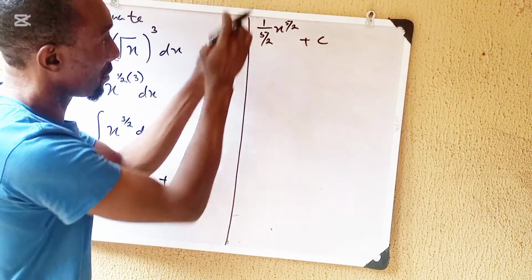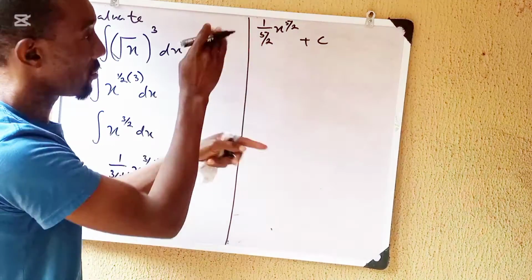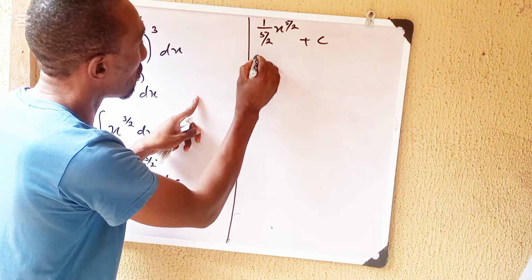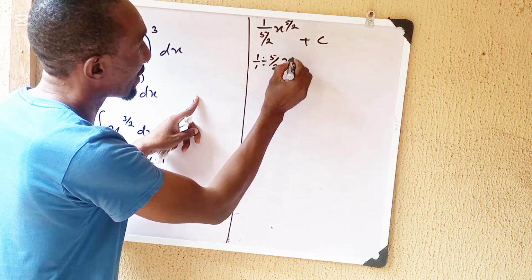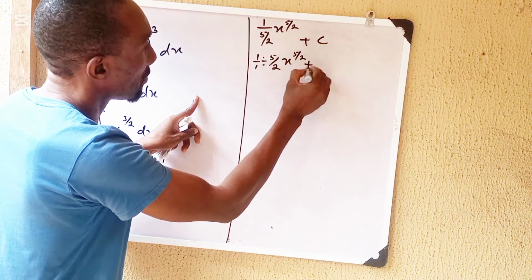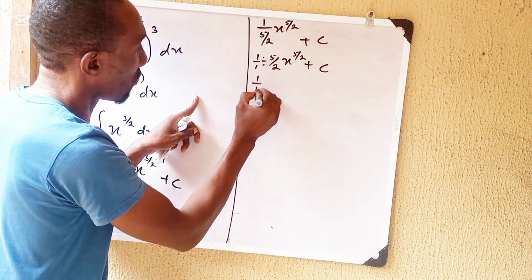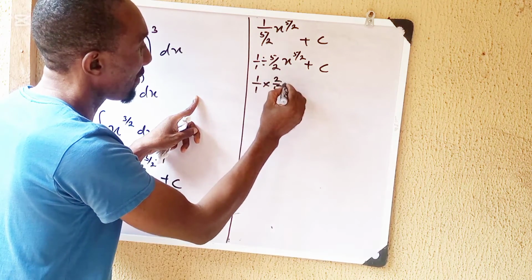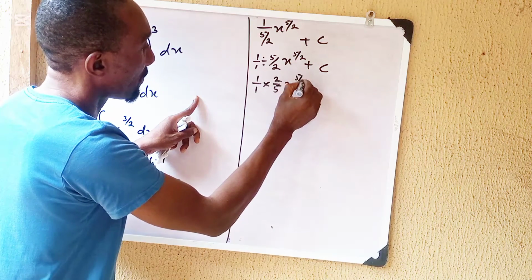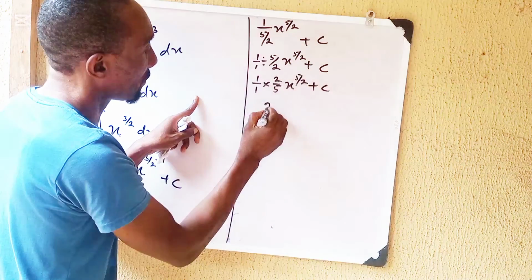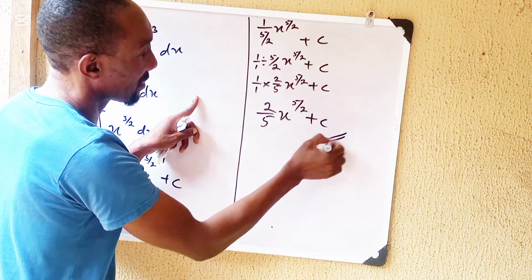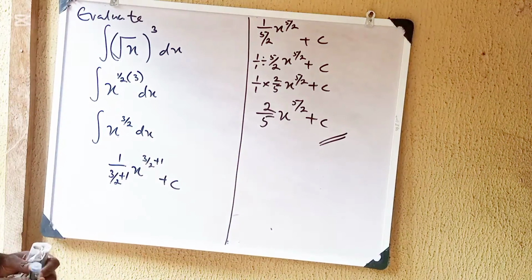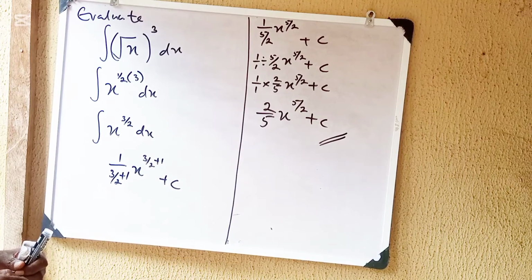And you know that if you have a double bracket this way, you can overturn. That means I can rearrange this one to become 1 over 1, divided by 5 over 2, then x to the power of 5 over 2 plus c, which is 1 over 1 times 2 over 5 x to the power of 5 over 2 plus c, which gives 2 over 5 x to the power of 5 over 2 plus c. So I have integrated again. Let's take further examples and see.